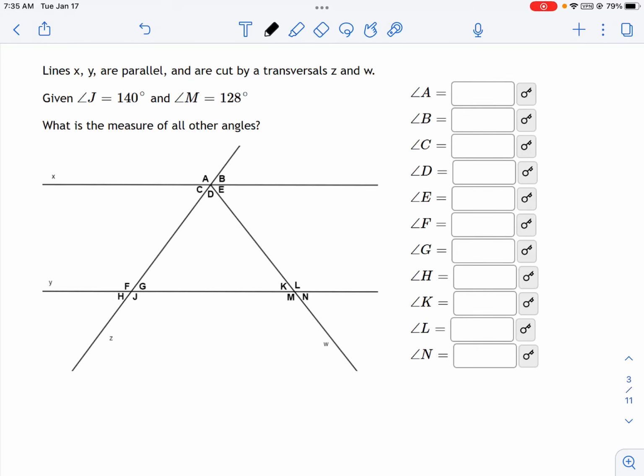Hello and welcome. So today we have lines X and Y are parallel. They're cut by transversals Z and W. So we have two transversals here. Okay, and it says that given that angle J is 140 degrees.